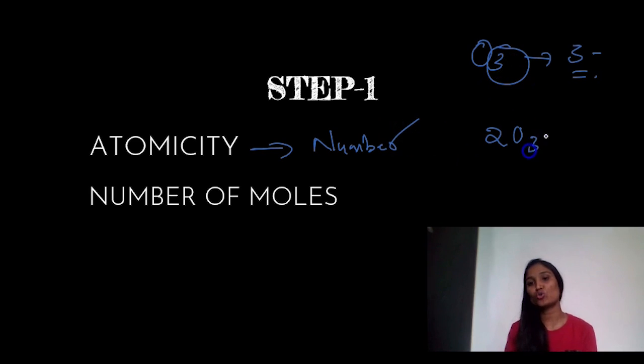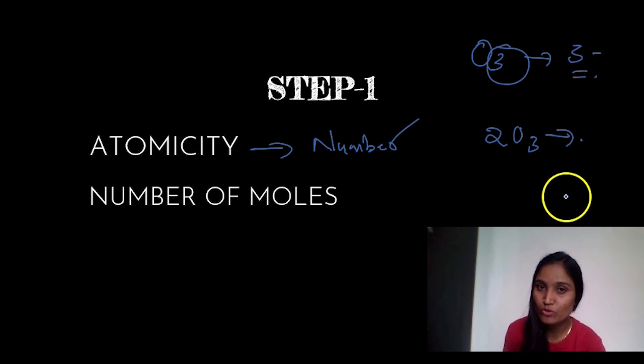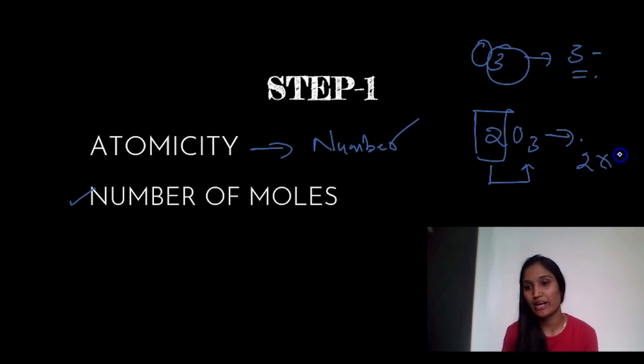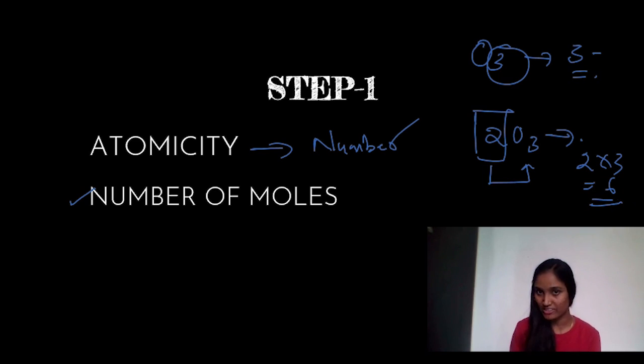Now if I ask about 2O3, can you please tell me how many atoms of oxygen are there? This is the second step. Whenever you're dealing with this kind of question, please observe the number of moles, that is the prefix, and multiply it with atomicity. So 2 into 3, I'm having totally 6 atoms of oxygen. This is the first step in order to learn balancing.